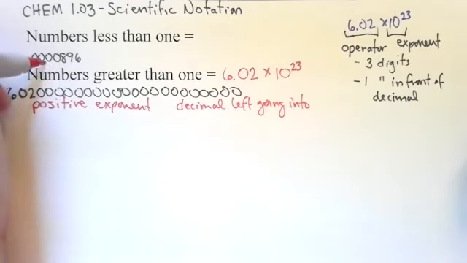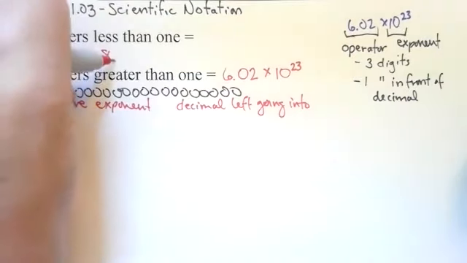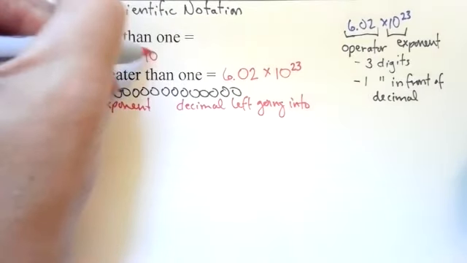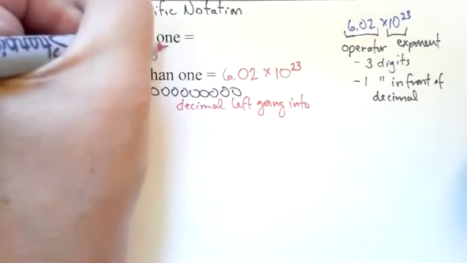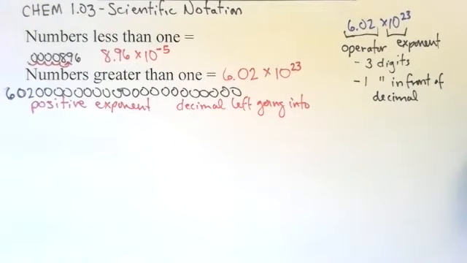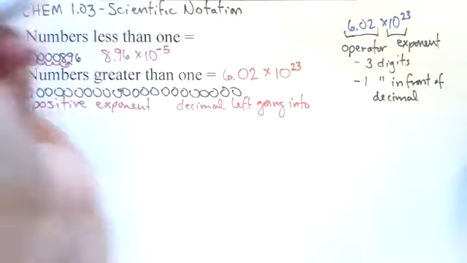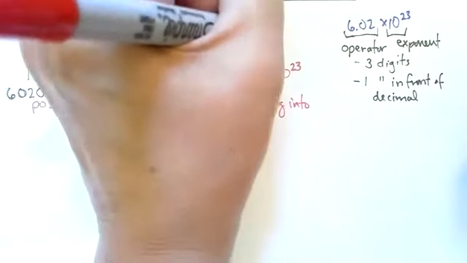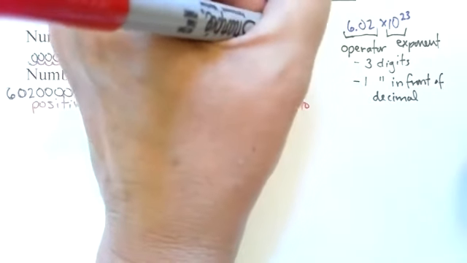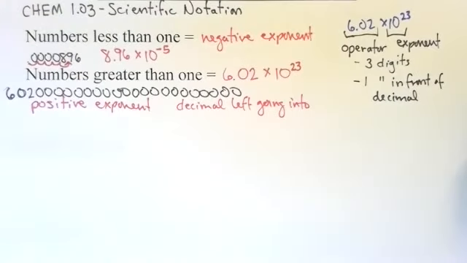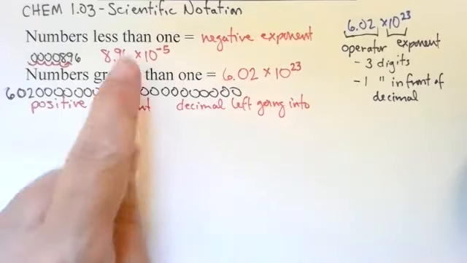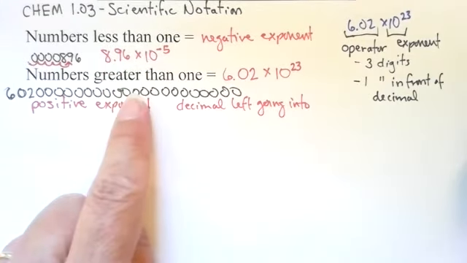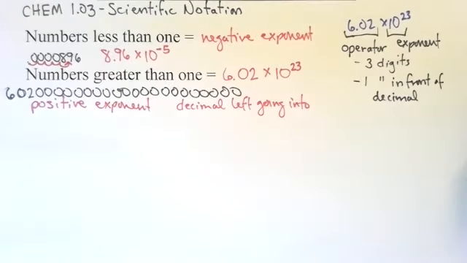So I'm going to go 1, 2, 3, 4, 5. So this is going to give me 8.96 times 10 to the -5. So numbers less than 1 have a negative exponent. Anytime you see a negative exponent, you know you're looking at something lower than 1. If you see a positive exponent, you're greater than 1.